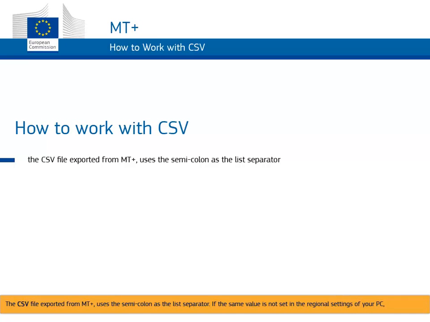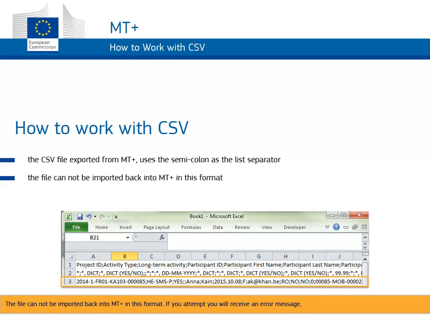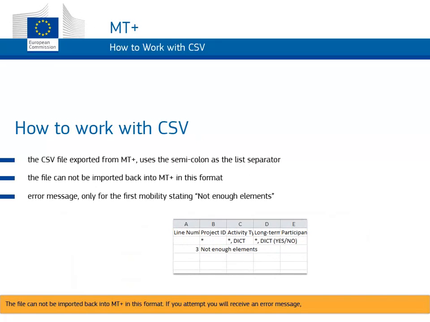If the same value is not set in the regional settings of your PC, on opening this file, the contents of each row is entered in the first cell. This makes the content difficult to read and update. The file cannot be imported back into MT+ in this format. If you attempt, you will receive an error message, only for the first mobility, stating not enough elements. This is the standard message received if the number of columns is not correct.